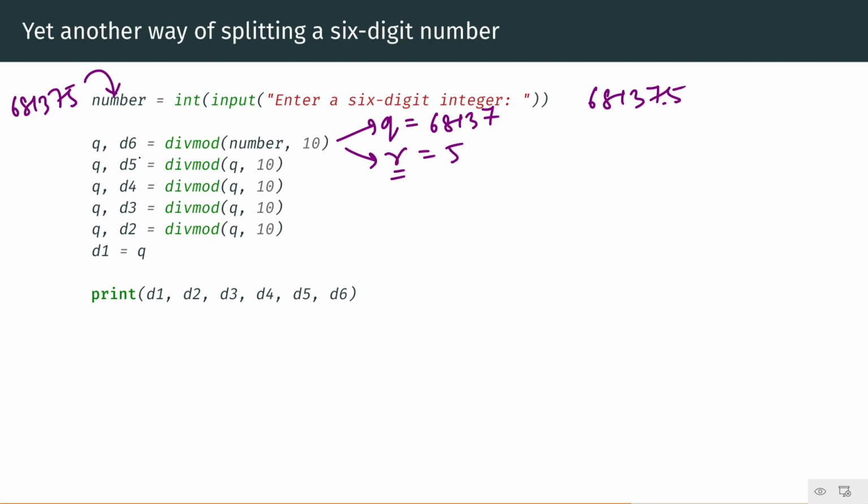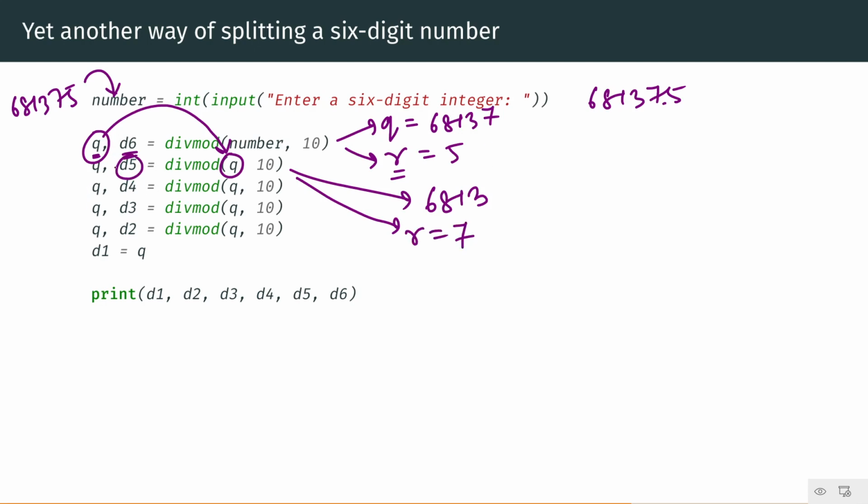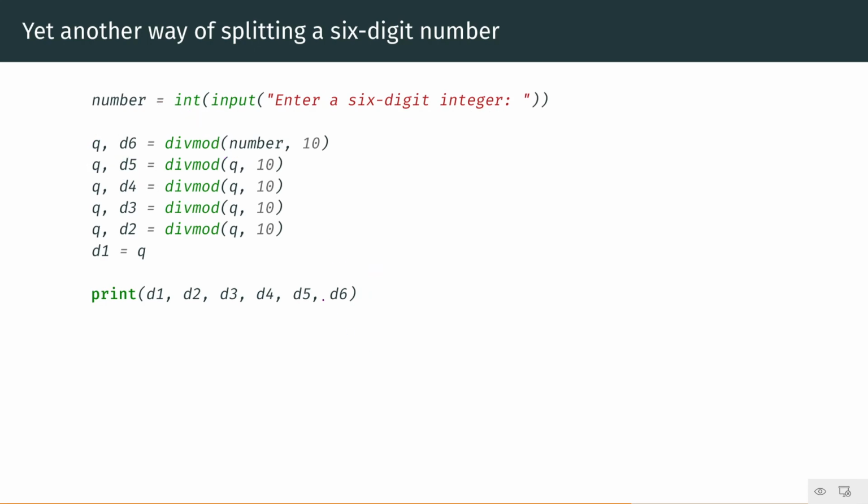Now the remainder you store in D6, and the quotient you store in Q, right? And then with that same Q, you divmod again by 10, right? So this will again give you the quotient. So the Q is 68137. The quotient would be 6813, and the remainder would be 7, right? Which is stored in D5, right? And so on and so forth. So it's the same thing, except it uses divmod.